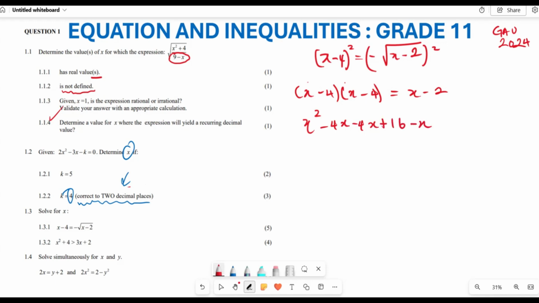Minus x, right? Now I'm taking back this x to this side and also the 2 to this side, right? So this is minus x plus 2 equals 0. Are we okay? Now what is going to happen here is this is going to be x squared, negative 4, negative 4 and negative 1. I think this gives you negative 9x, right? Negative 9x, and then 16 plus 2. What is 16 plus 2? This is going to be positive 18 if I'm not mistaken, right?